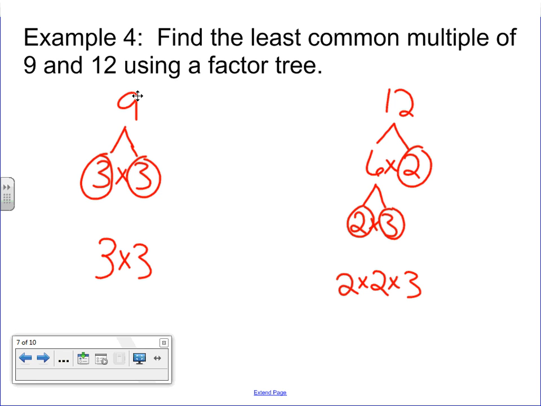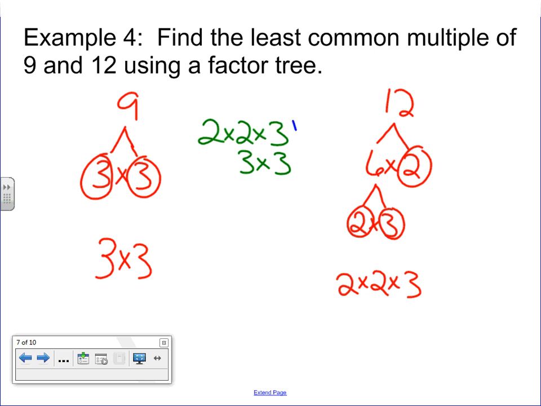Now, I recommend when you do this to write the two prime factorizations on top of each other. So I'm going to rewrite this here in the middle, and I'll show you why I want to do that in a second. Okay. When we did greatest common factor, we took only the numbers that the two factor trees shared, multiplied them together, and that was our greatest common factor. But remember, we're looking for a number that's bigger than 9 and bigger than 12. Okay, or it could be the same number, but we're looking for a number that's either equal to or bigger than 9 and 12.